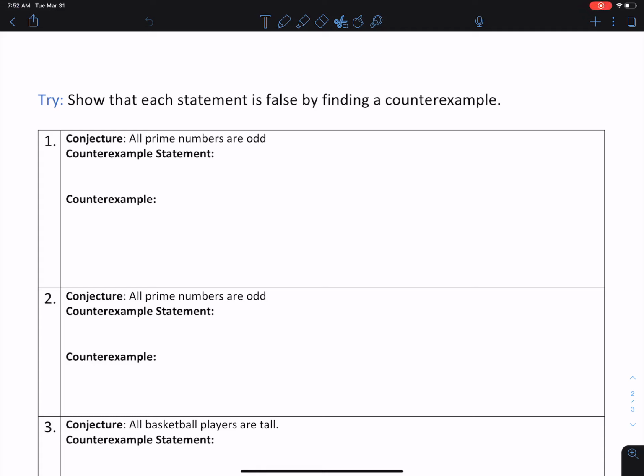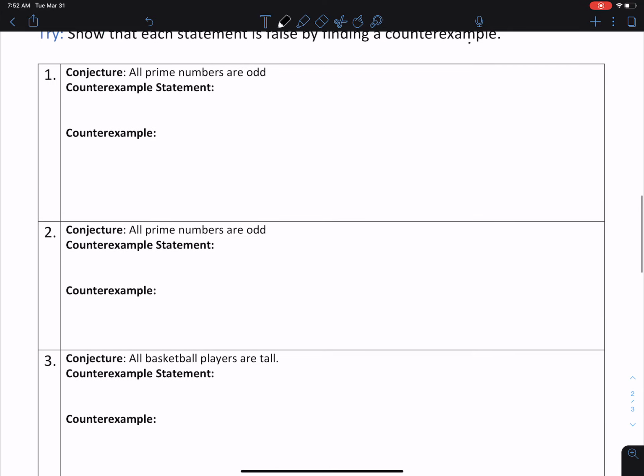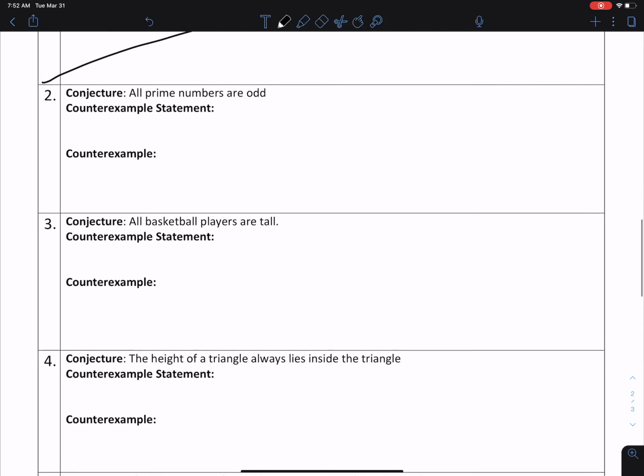So let's work through these examples. It says, show that each statement is false by finding a counterexample. So we need to find an example that makes the statement false. You're going to notice here that number 1 and 2 are repeated, so I'm just going to start with number 2.